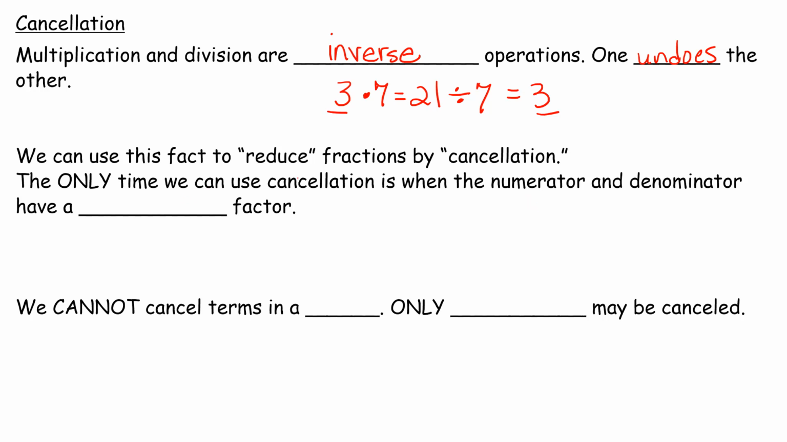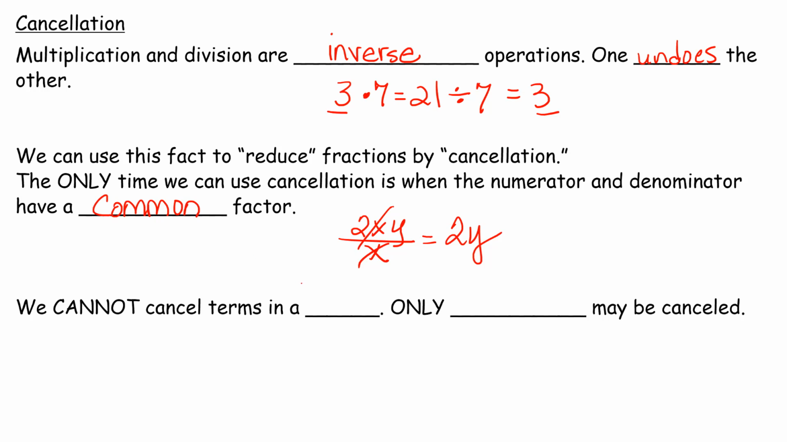The only time we can use cancellation is when the numerator and denominator have a common factor. So if you have something like 2xy over x, the numerator has a factor of x, the denominator has a factor of x. So you're multiplying by x on top and then you're dividing by x. That fraction line means division. So I can cancel out the x's and I just end up with 2y.